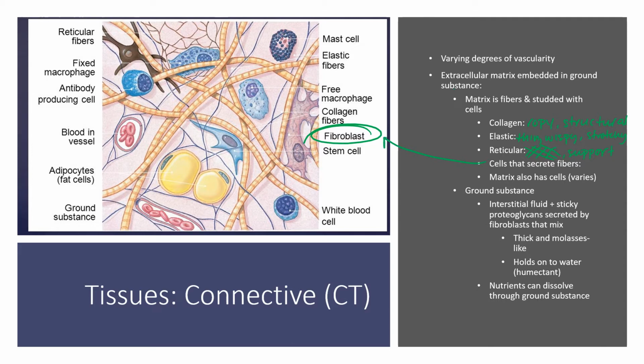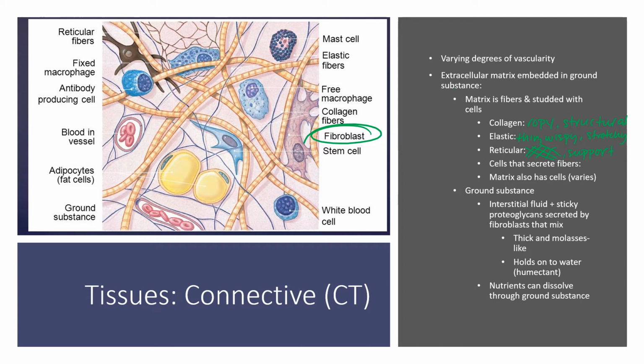Cells that secrete fibers are fibroblasts. And again, the matrix can have cells. It might be resident cells, it might be transition or transitory cells. Depends on what connective tissue we're talking about. This varies quite wildly.